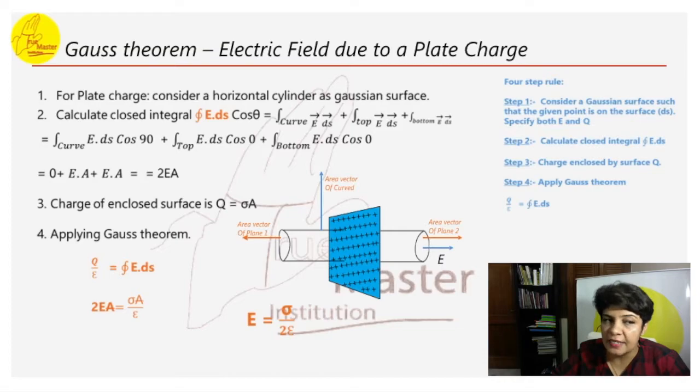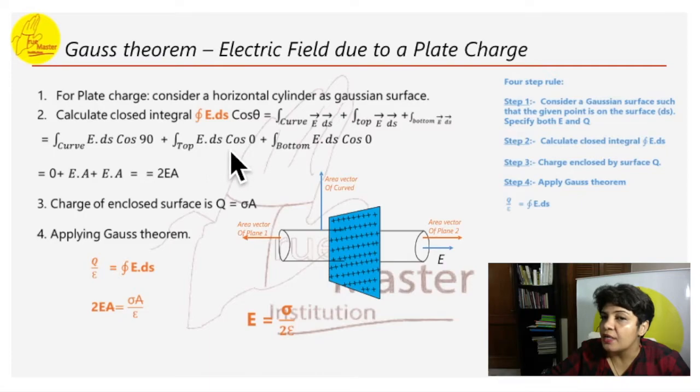Here again the cylinder will be in 3 parts, which is the bottom of the cylinder, the curved surface and the top. So you're going to write the curved E dot ds, the top and the bottom. We are just considering this as the top and the bottom. Okay. So E dot ds cos 90 for the curved surface. How? This is the direction of the electric field. For this surface, this is the area vector. So this is making an angle of 90, so cos 90 is 0, so we can keep it as 0 here.